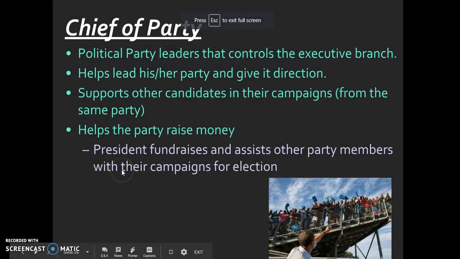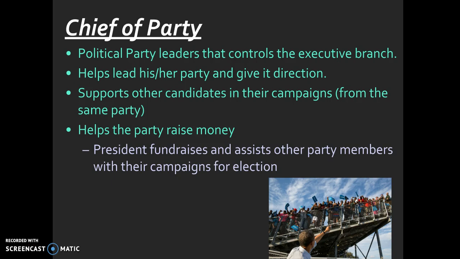Okay, next up, chief of party. This is not a birthday party. This is the political party. As chief of party, the president is the political party leader who controls the executive branch. So the president helps lead his or her party and give it direction, supports other candidates from the same party in their campaigns, and helps the party raise money. So the president fundraises and assists other party members with their campaigns for election.